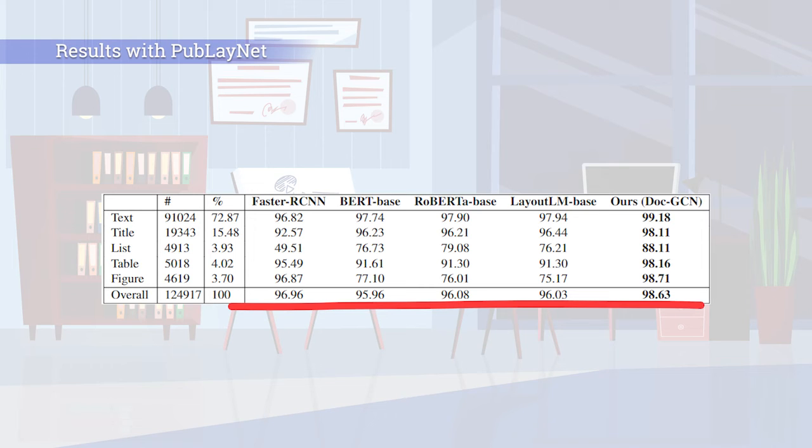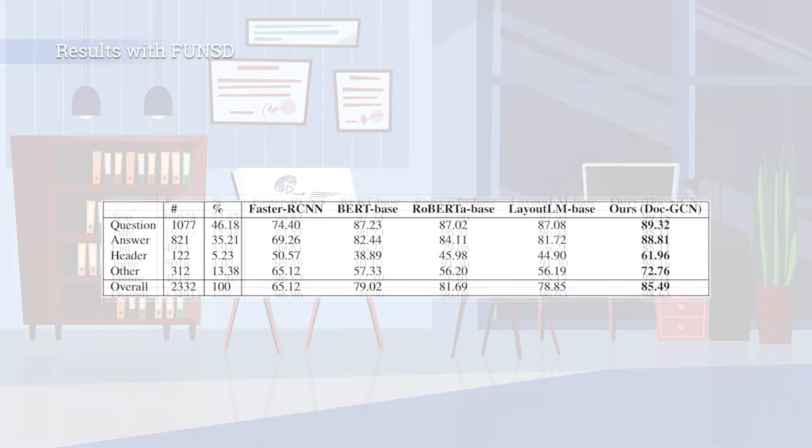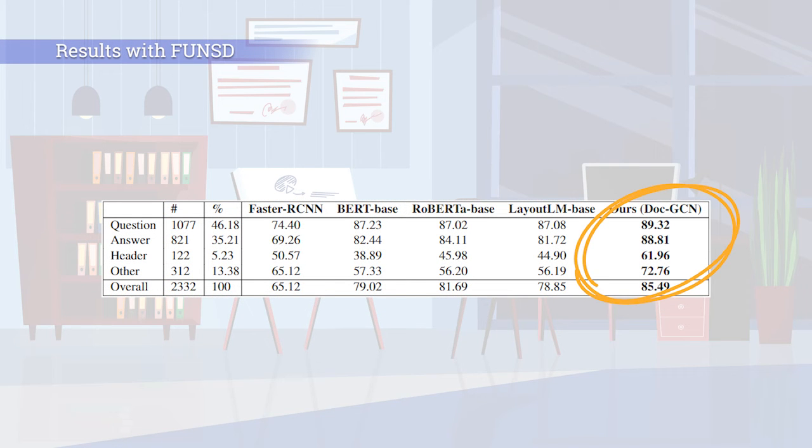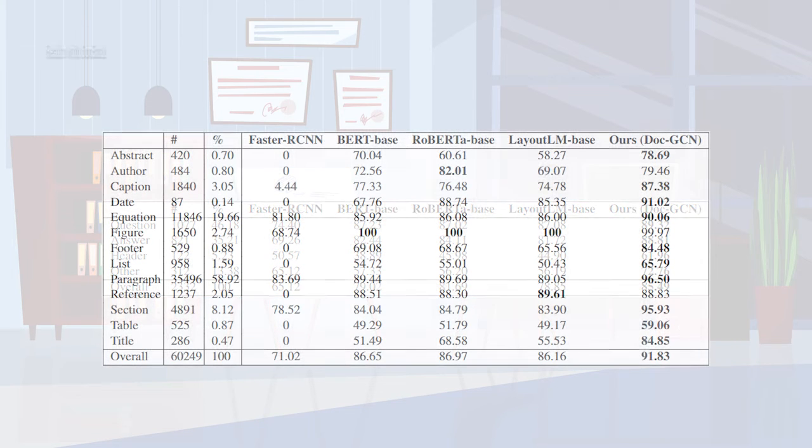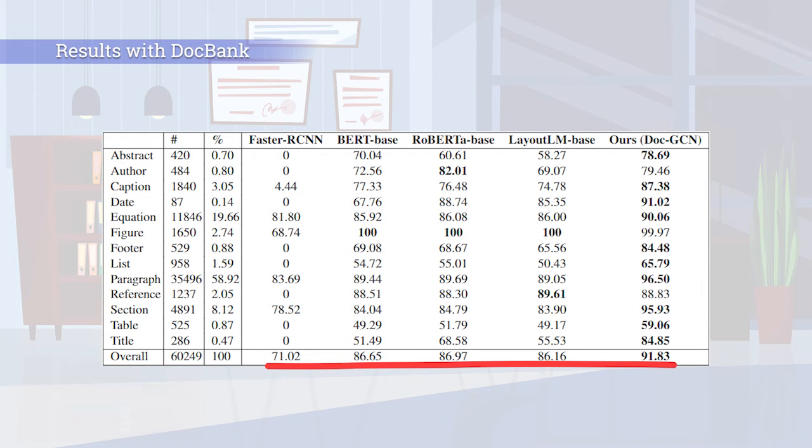From the following result, we can see that our Doc-GCN surpasses all the baseline models on the PubLayNet dataset, and achieves huge improvement in the recognition of table, list, and figure components. This proves the success of the integration of the parent-child relationship between layout components. Especially for the list component, which is hard to distinguish from the text component by considering the layout component characteristics only. Same for the FUNSD dataset, our model achieves the highest performance on all the component types compared to the other baselines. Such good performance is maintained on the DocBank dataset as well.